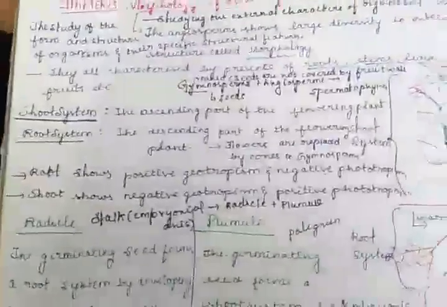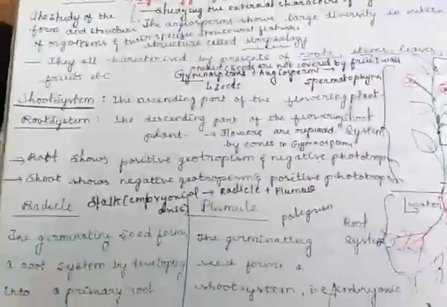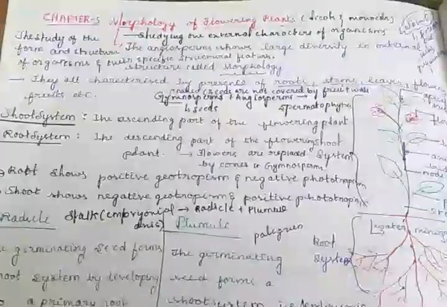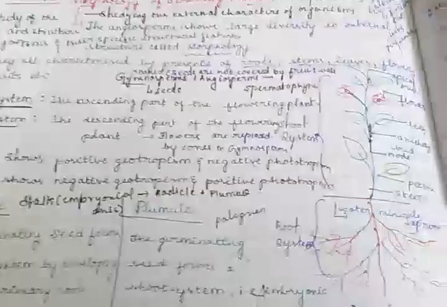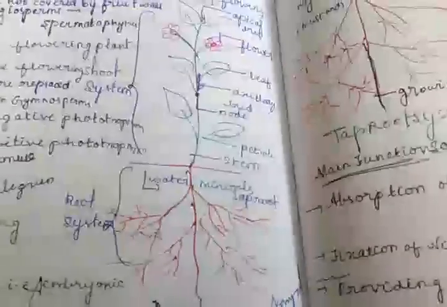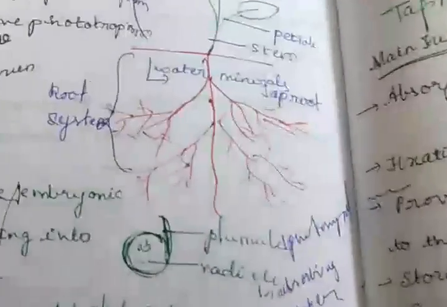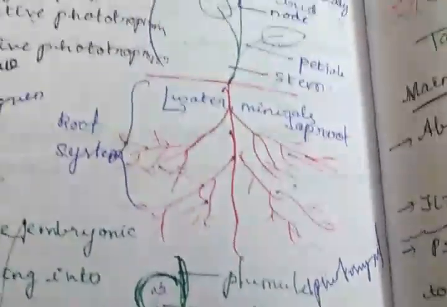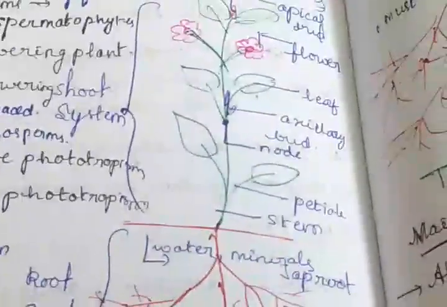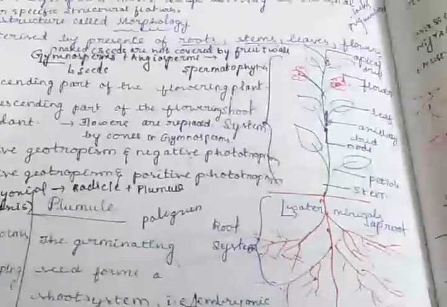In a plant, we have two systems, the root system and the shoot system. Flowering plant is nothing but angiosperm. In this chapter, we are only going to read about angiosperms, that is flowering plants. In this diagram you can observe that the descending part of the flowering plant is called the root system, and the ascending part is called the shoot system. We have two systems. Okay, friends?